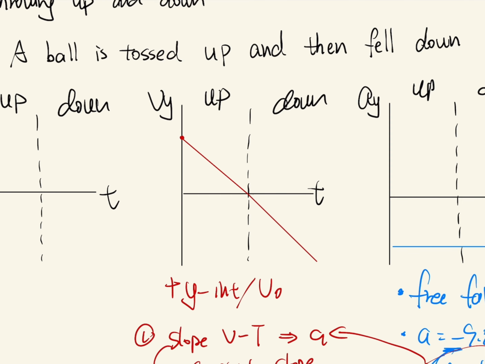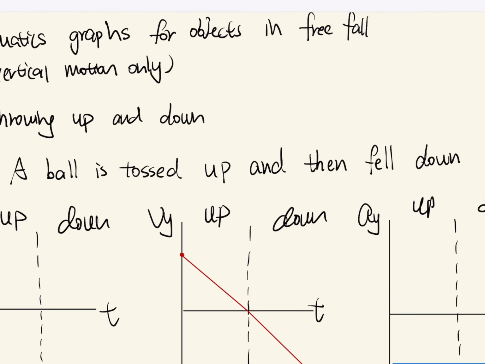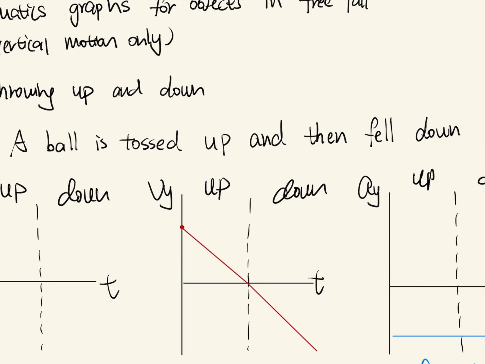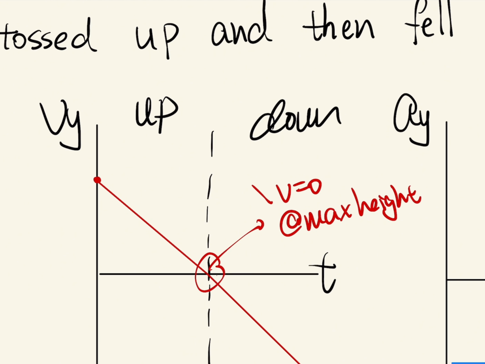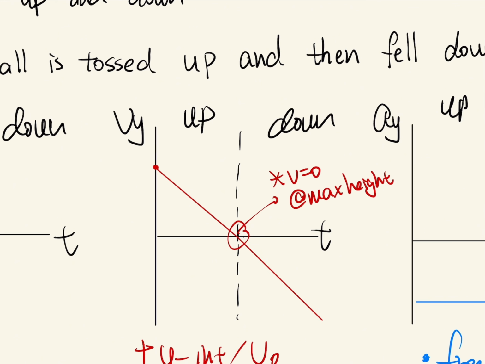Now from observation, you might see that at the highest point of free fall, when it's tossed up, you would have a velocity of 0. This is actually an important physics fact to know, especially when you're dealing with free fall and projectile motion. The max height is when the velocity is 0.